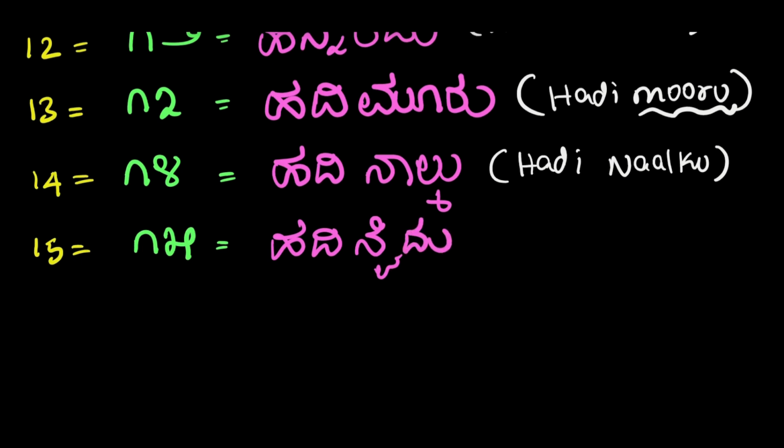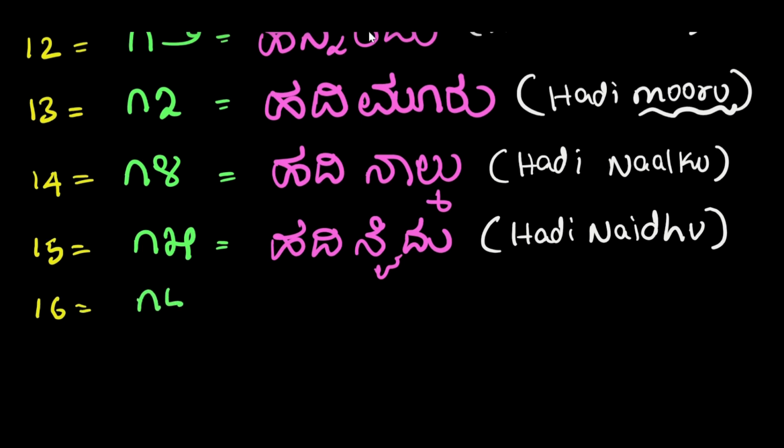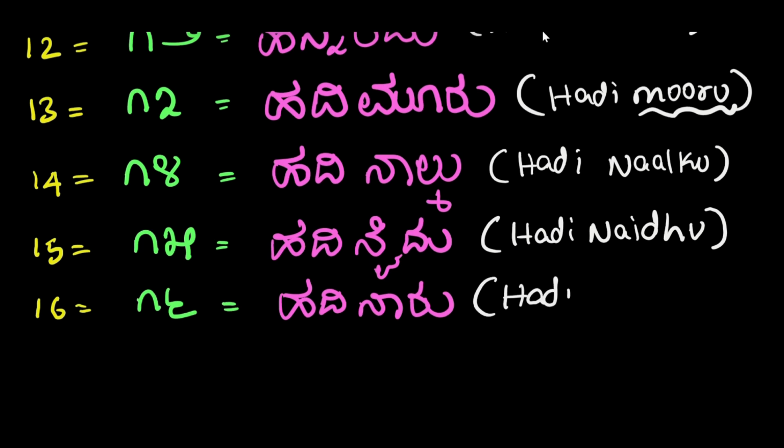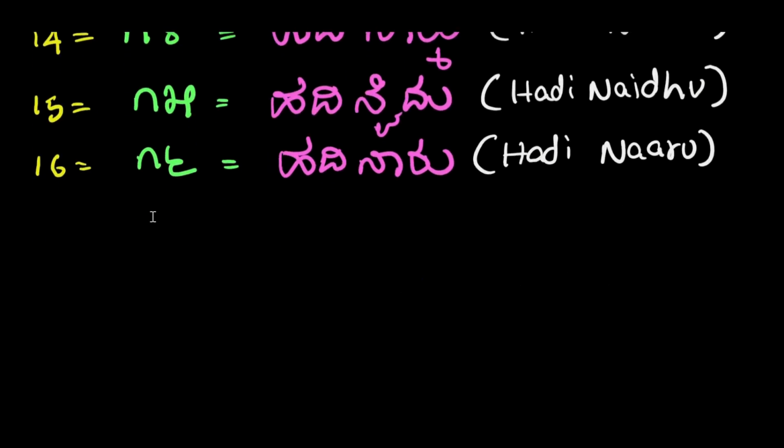Not Hadi Aidu. It is Hadi Naidu. You have to just add na at the beginning. Right? Hadi Naidu. So 16 is Hadi Naru. Not Hadi Aru. It is Hadi Naru.